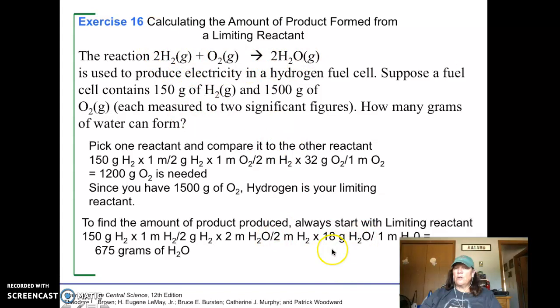Okay, and then I change it to grams. 18 is the mass of water. That's 2 hydrogen, 1 oxygen added together. So when I multiply this, I get 675 grams of water.